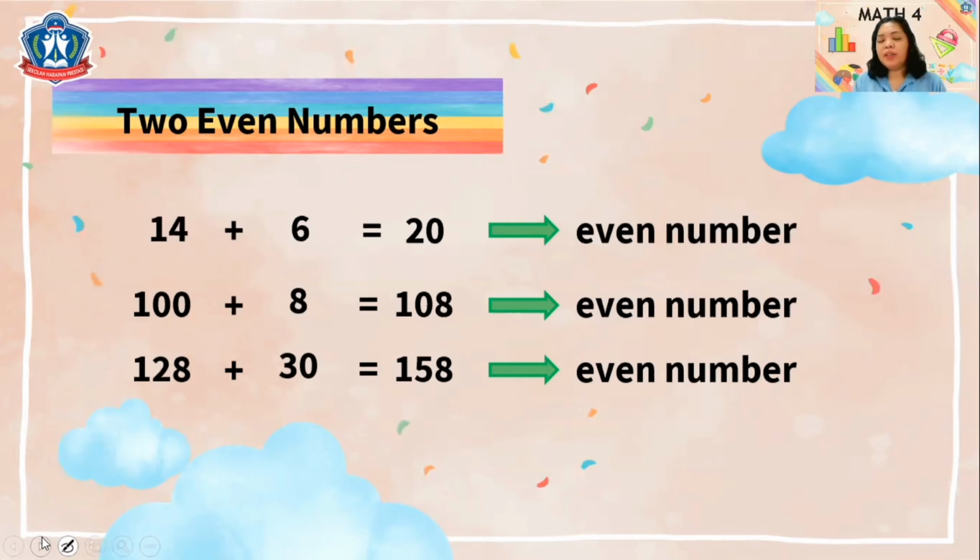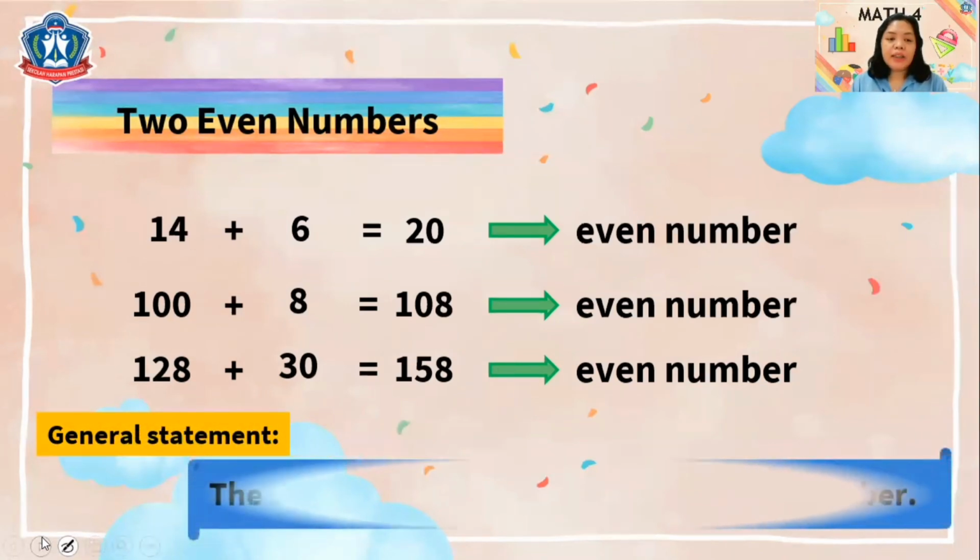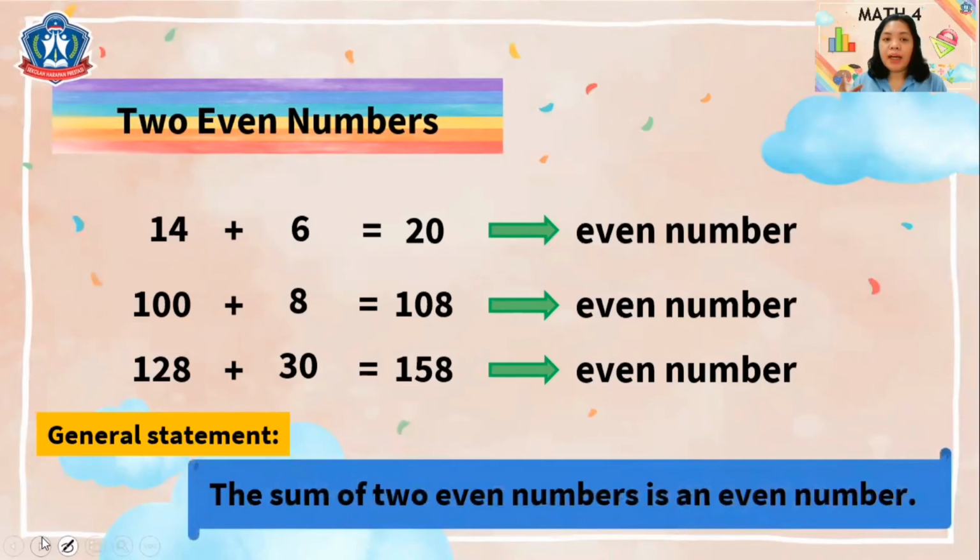So what will happen, children, if we add 2 even numbers? What general statement can we tell about them? Yes, the general statement that we can say is that the sum of 2 even numbers is an even number. Correct, right? The sum or the answer of 2 even numbers is an even number. So that is the general statement when we are adding 2 even numbers.